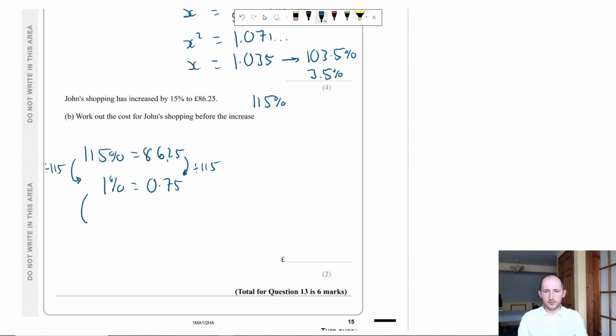So then to get to 100%, because remember 100% is going to be its original value, we're going to times both sides by 100. So 100%, his original cost of his shopping is £75. Okay. There's a few different ways of doing that, okay?